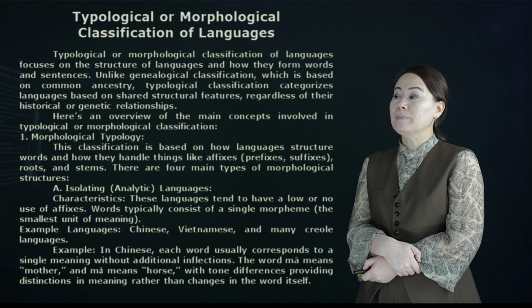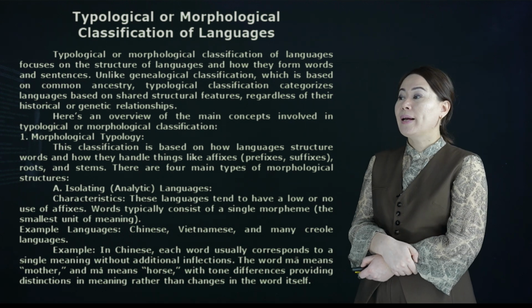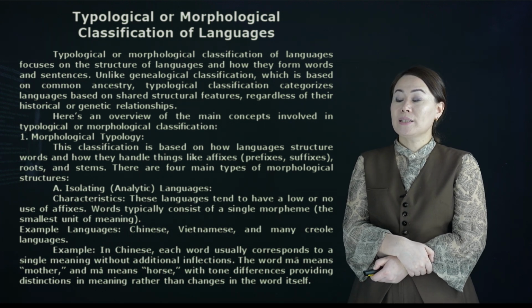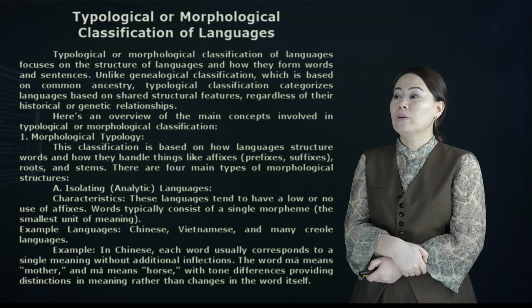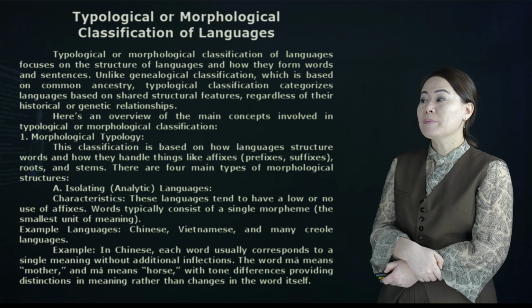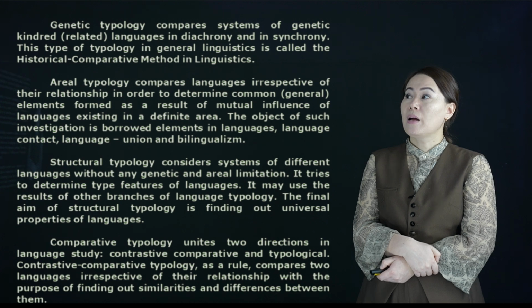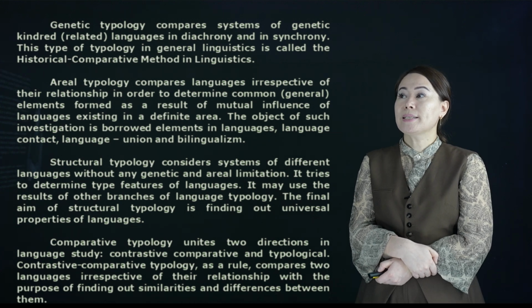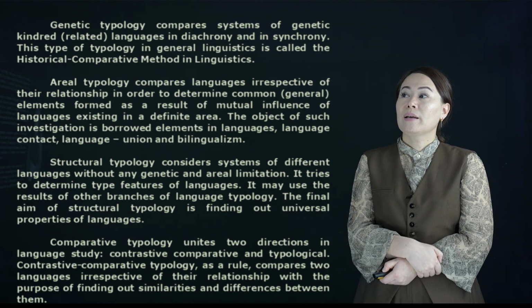For example, Chinese, Vietnamese and many Creole languages. In Chinese, each word usually corresponds to a single meaning without additional inflections. The word mā means mother and mǎ means horse, with tone difference providing distinction in meaning rather than change in the word itself. Genetic typology compares systems of genetically kindred languages in diachrony and in synchrony.